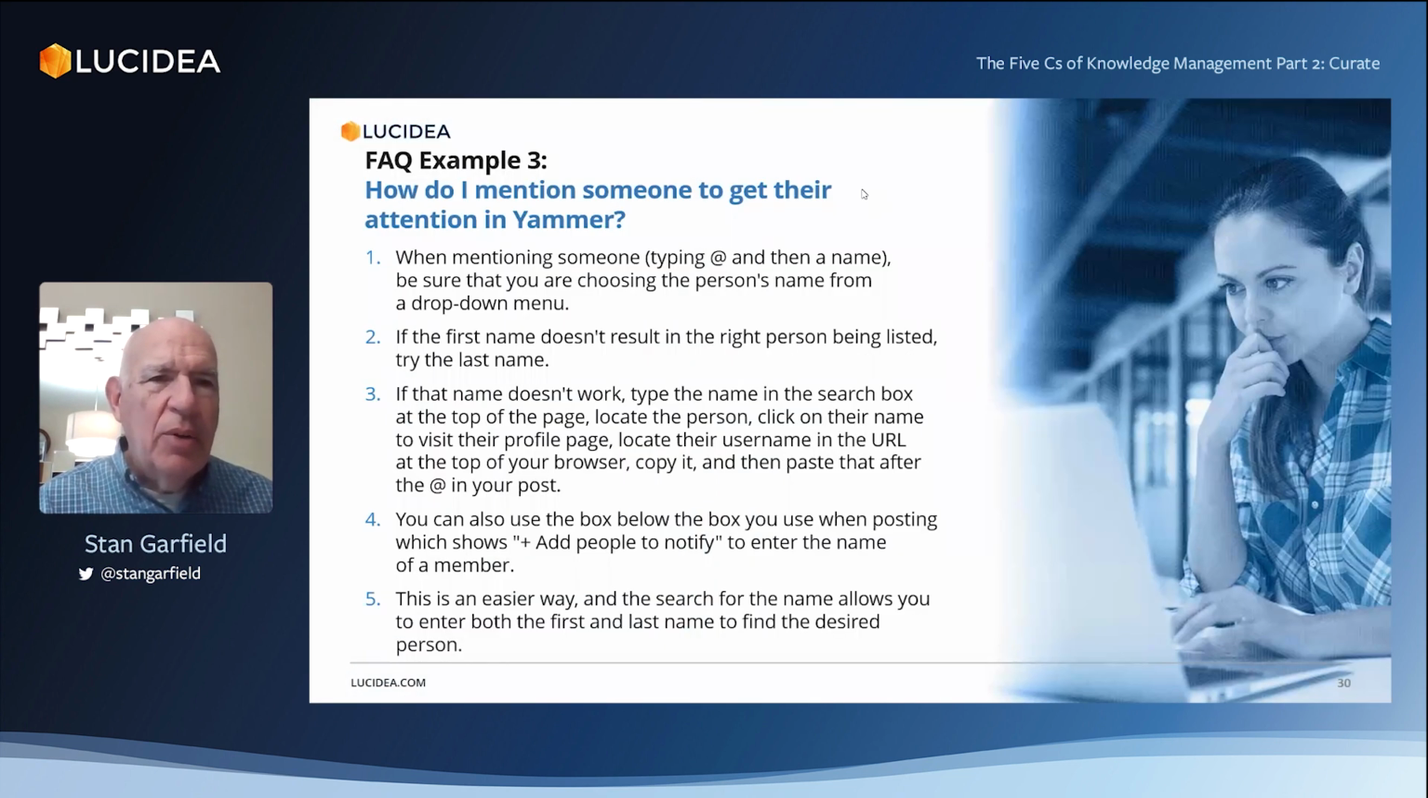Third example from Yammer: how do I mention someone to get their attention in Yammer? In mentioning someone, you type an @ and then their name, and it tells you how to find the right person. If that doesn't work, here's what you can do. You can also use a box below the box and put a plus sign in. And this is an easier way than the other way.